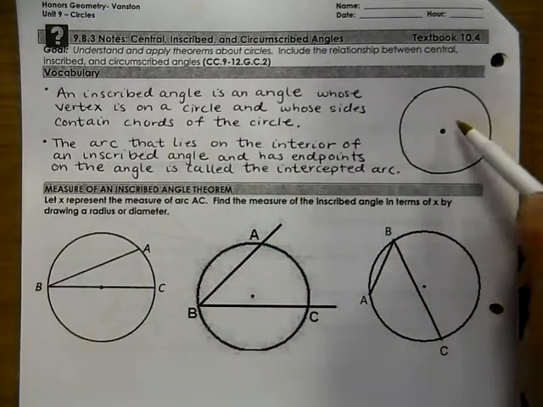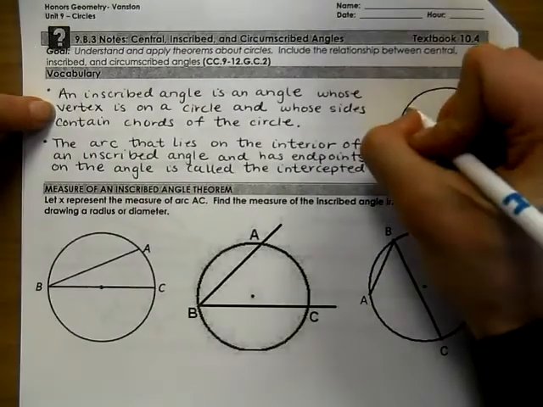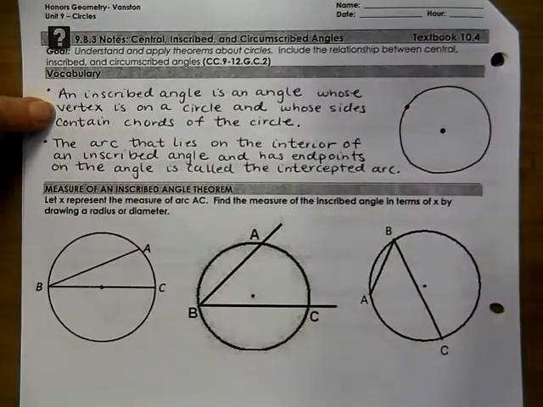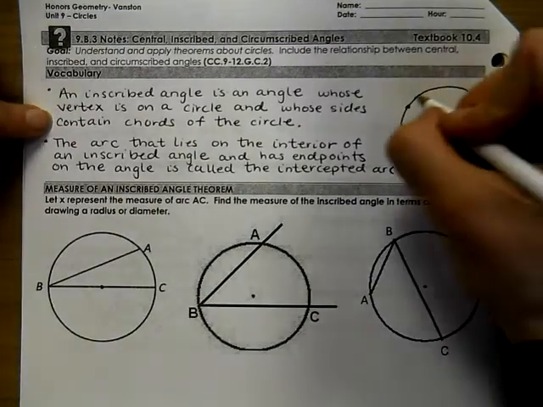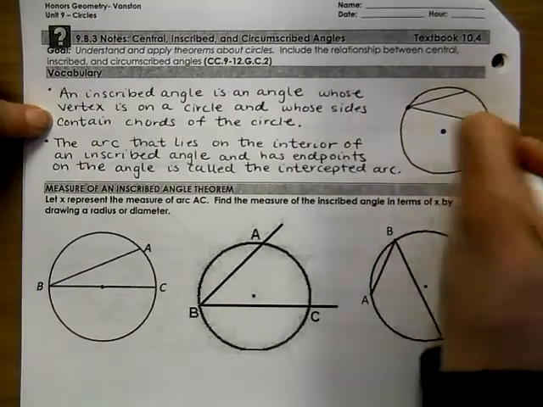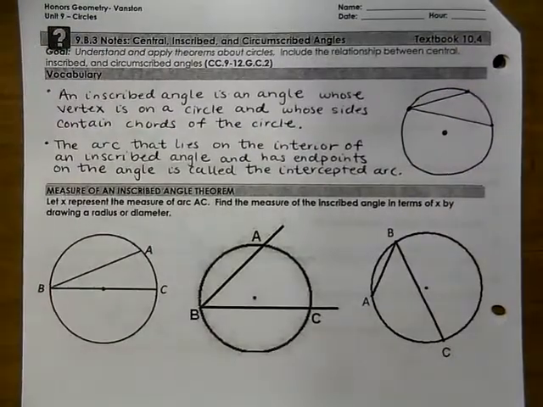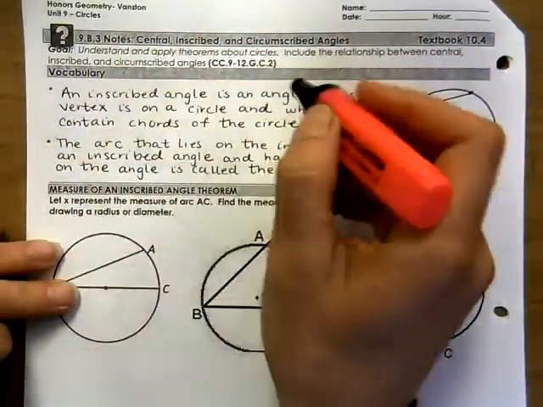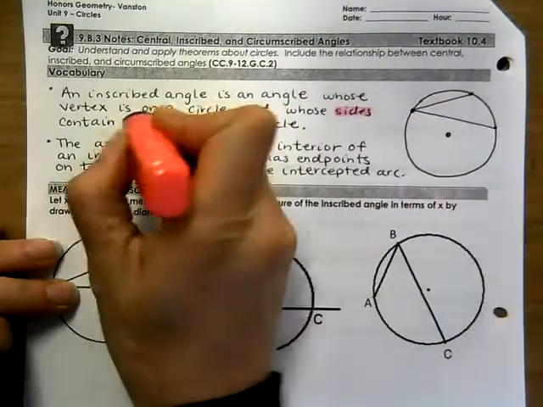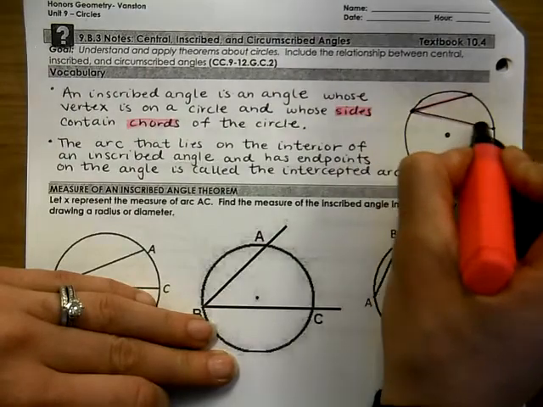circle. So if we have the circle, here's the center. An inscribed angle is an angle whose vertex is on the circle. So we're going to put the vertex on the circle. And the sides of that angle contain chords of the circle. Remember, a chord just goes from one side to another. Here. So if we color code this, the sides are chords. So these guys are the sides of the angle.